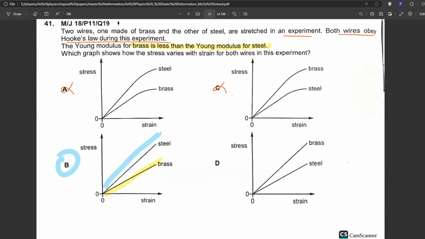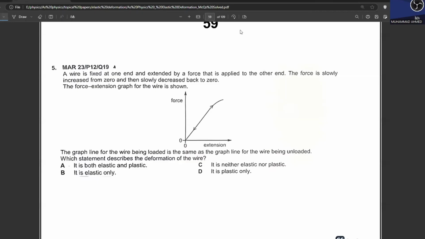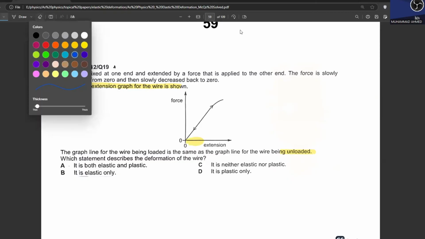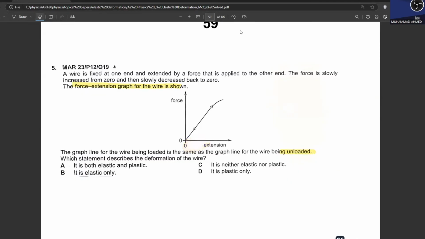The answer to 31 should be B, and it is B. Correct. Okay, let's try this question out. A wire is fixed at one end and extended by a force that is applied to the other end. The force is slowly increased from 0 and then slowly decreased back to 0. The force extension graph for the wire is shown. The graph line for the wire being loaded is the same as the graph for being unloaded. Perfect. Which statement about the deformation of the wire is correct? Can you see there are no permanent extensions here? That means the graph is only undergoing elastic deformation. B is your answer.